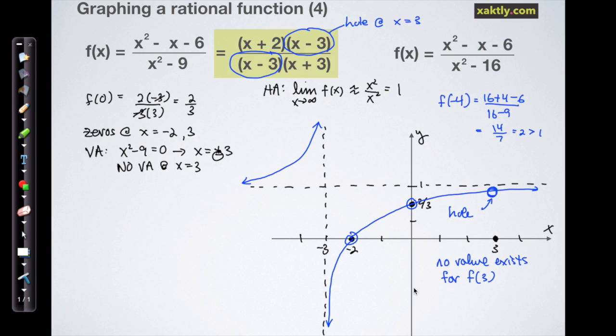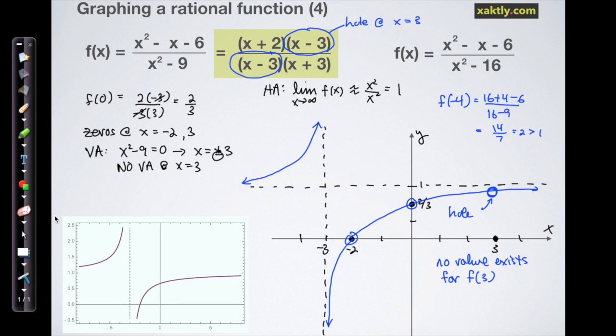Let's look at a calculated version of our graph. And it looks pretty much just like our sketch. Here's our horizontal asymptote at y equals 1. And we have our hole over here at x equals 3. And that hole, by the way, is not going to show up on a calculator or computer graph unless it's very, very sophisticated.